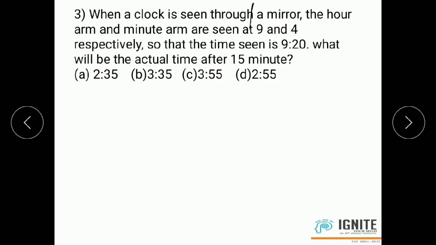Next, third question. When a clock is seen through a mirror, the hour arm and minute arm are seen at 9 and 4 respectively, so that the time seen is 9:20. What will be the actual time after 15 minutes?